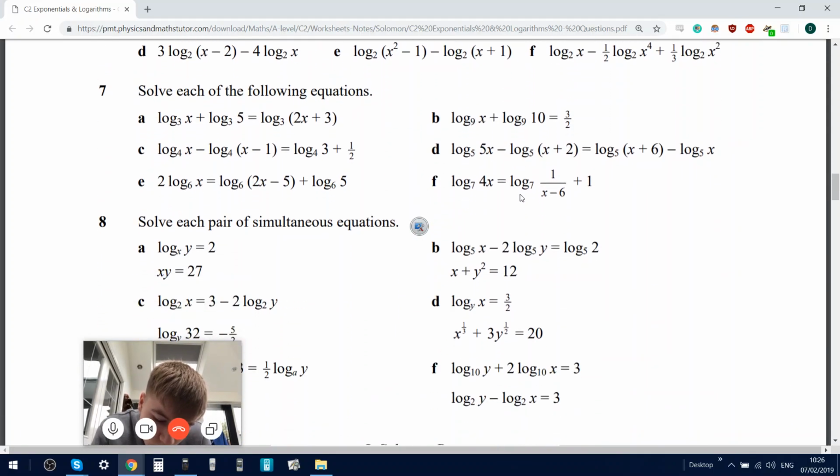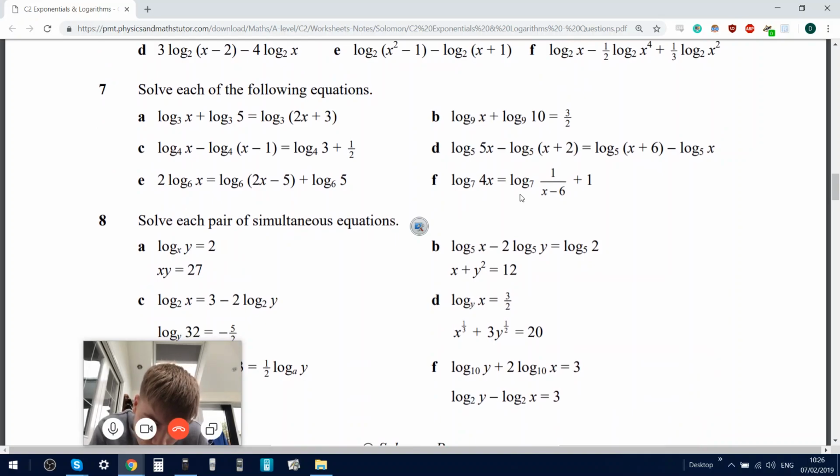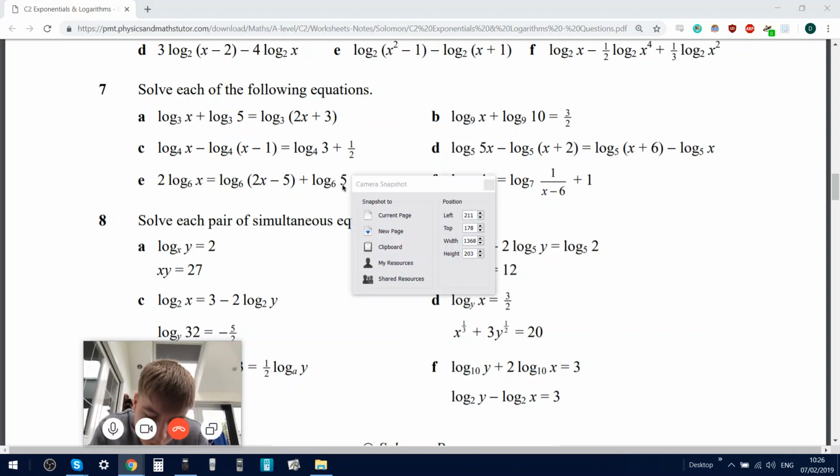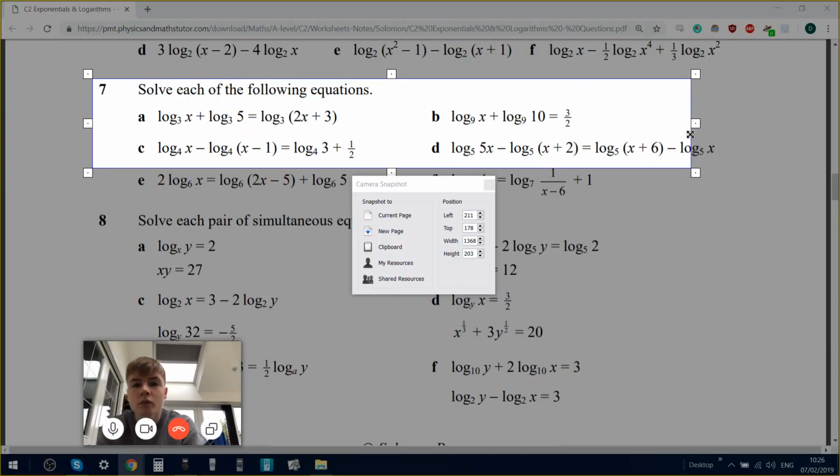Let's see, solve each of these. I'll just see if I can fit in. How would you go about doing part A for this one? Part A.